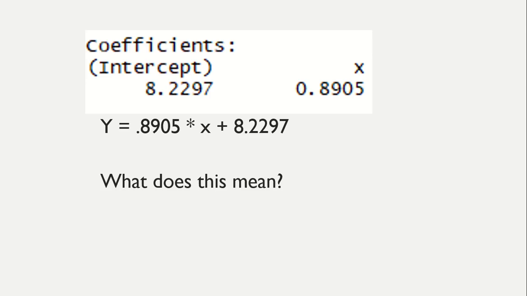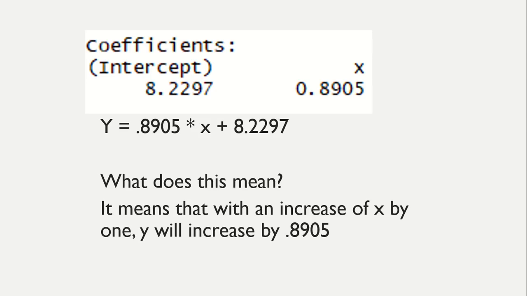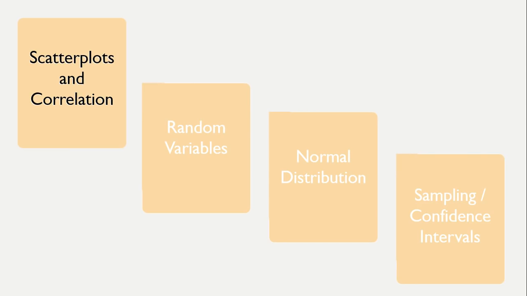What does this mean in practical terms? The interpretation of this is very important, beyond just getting the numbers. It would mean that with an increase of x by 1, y will increase by 0.8905. So to spell it out even more, let's go back to our previous factory example. Since people working in the factory is the x variable, it would mean if you increase the workers by 1, the sales will increase by 0.8905, whatever units you're doing.